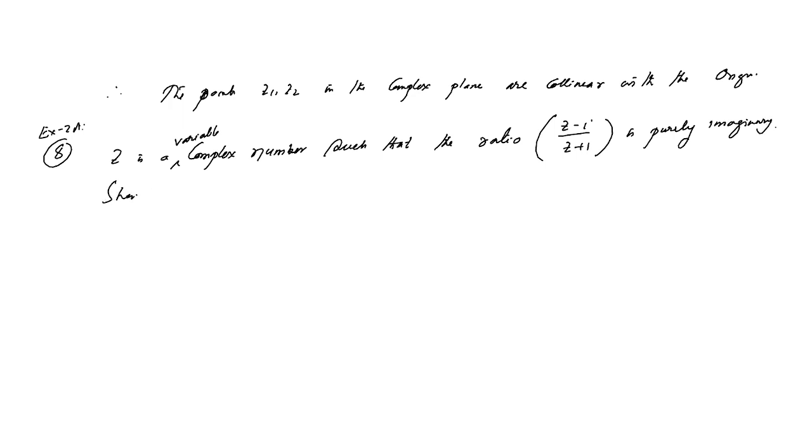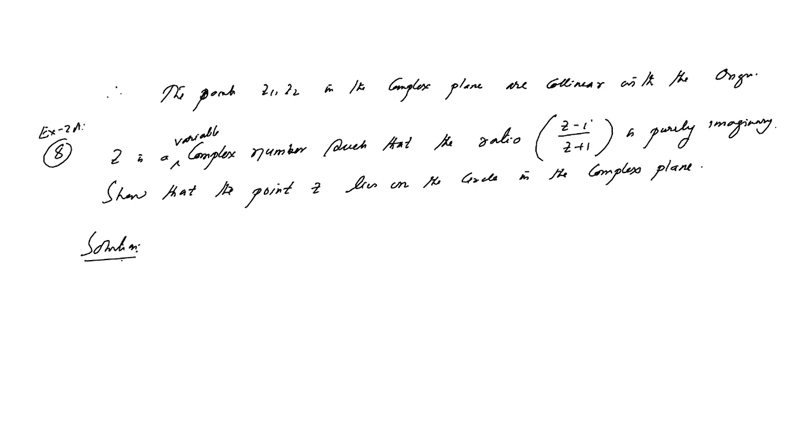Show that the point Z lies on the circle in the complex plane. So again we will continue the solution. The solution is basically what is exactly given.